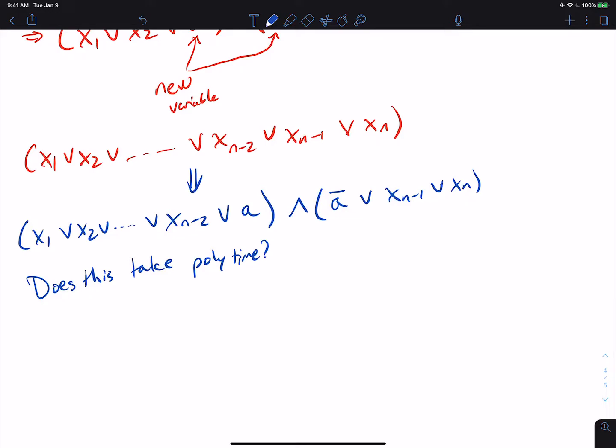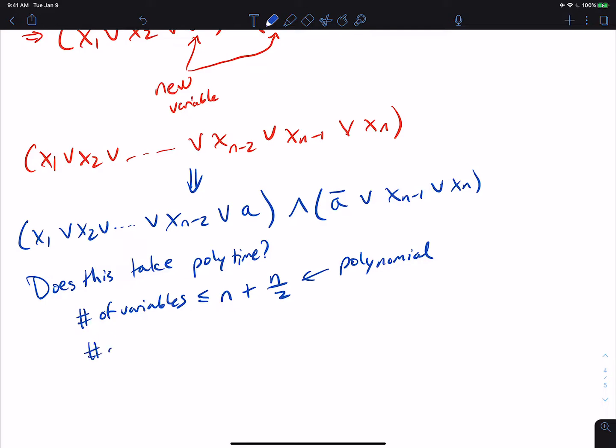For every two variables right here, we're going to introduce at most one more variable. So for two variables, we introduce one more. So if we had n variables before, at most we have n plus n over 2, which is not really important as long as it's polynomial.